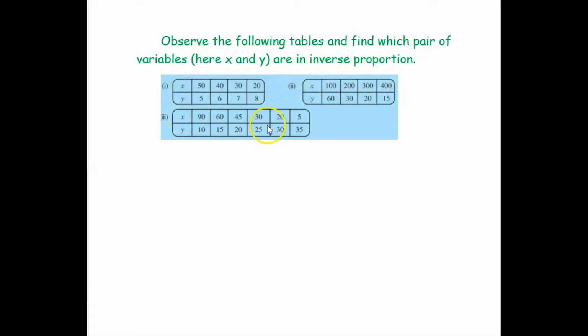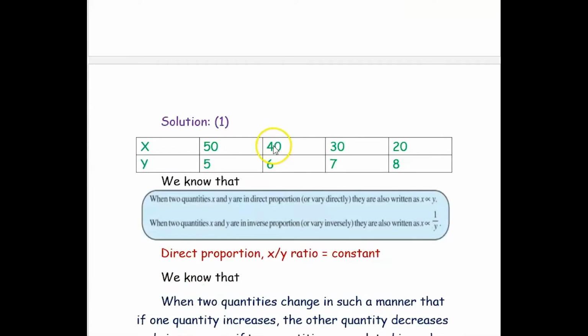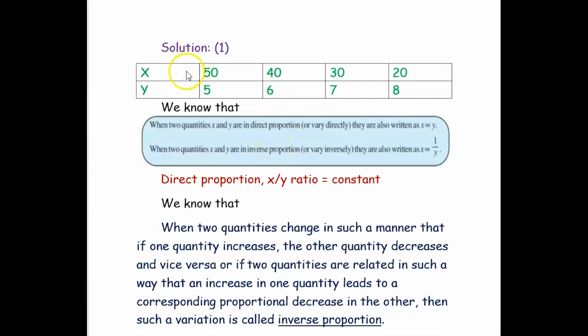So we are given three tables. The variables in all the three tables are x and y, and we want to find out of these three tables which are in inverse proportion. Now let's do one by one. Let's take the first table. The values given for x are 50, 40, 30 and 20, and for y are 5, 6, 7 and 8.